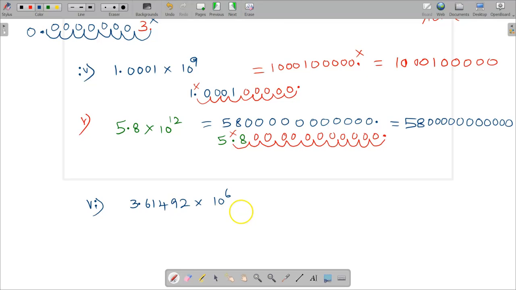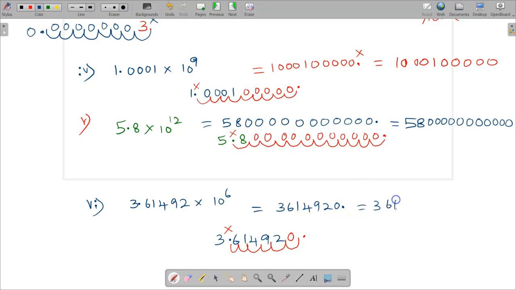So coming to the sixth subdivision. Again here also the power is 6, right? So we have to move the decimal point to the right side, so this will become a bigger number. For 3.61492, we need to move the decimal point to the right side: 1, 2, 3, 4, 5, 6. So 1 zero I have to include here. The decimal point will come here and I have to discard this decimal point. So how can we write this number? 3614920 dot. At the end if we have a decimal point, we can remove it.